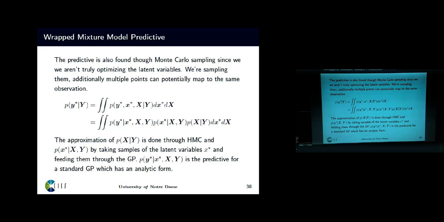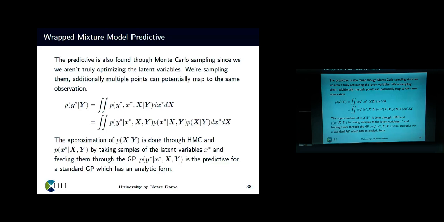So this is a quick discussion regarding the predictive distribution. This is a little bit involved. We have to do a Monte Carlo approximation, unfortunately. And the main reason behind that is because we're using Monte Carlo to actually sample these latent variables and optimize it.